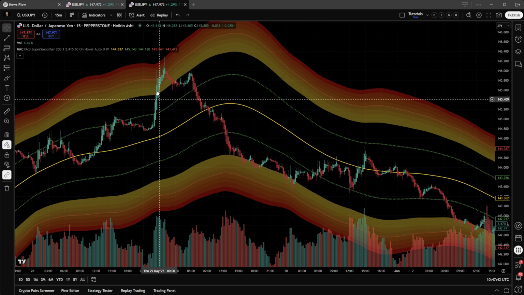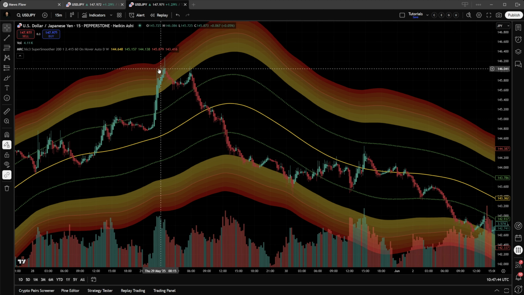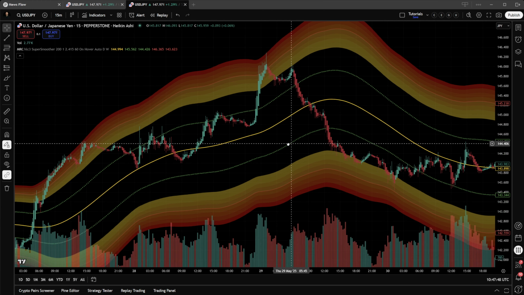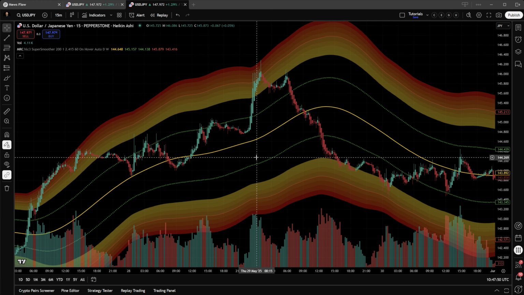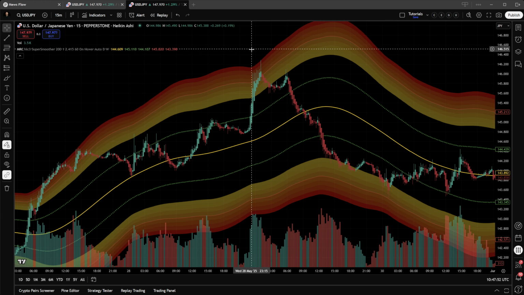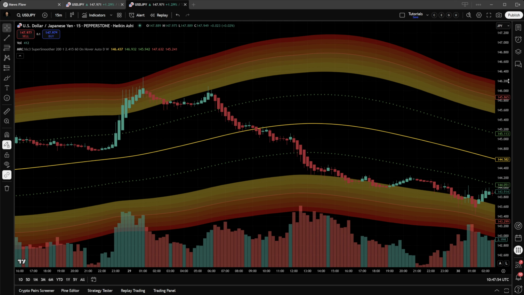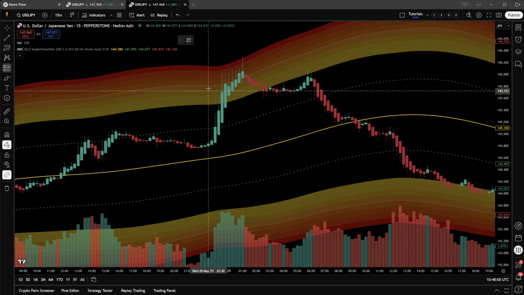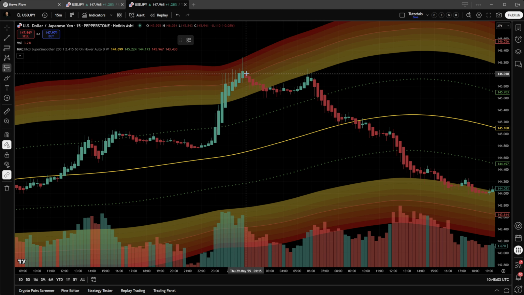But here is another good one. Overbought, even strongly overbought, reverts back to the mean. And if we take this one as an example, so let's assume you wanted to go short in this instance. You would have probably entered your short maybe here.